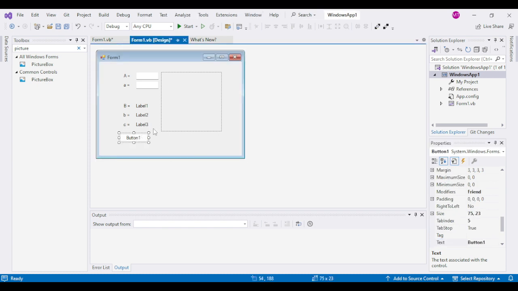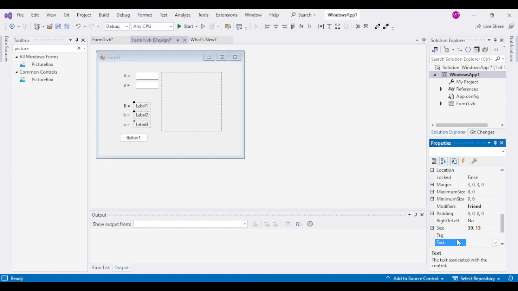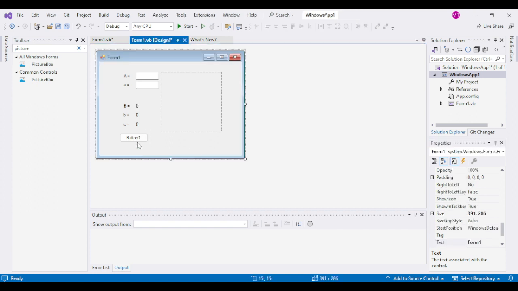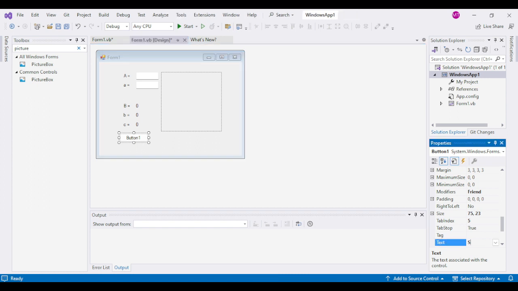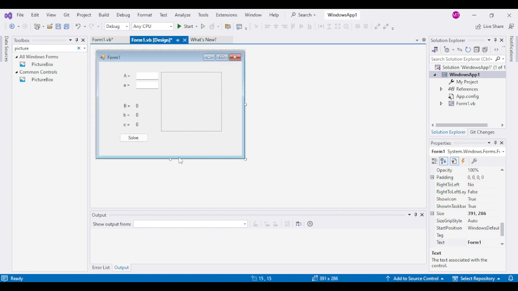Okay. These three labels, change the text property to 0. Then for the button, let's say solve. Change the text property to solve. So when we click solve, it will compute for angle B, side B, and side C.